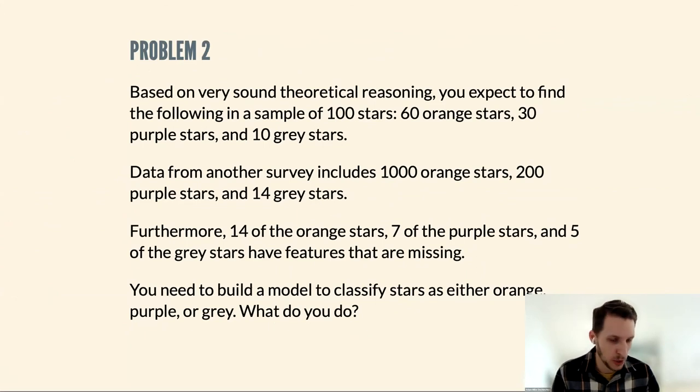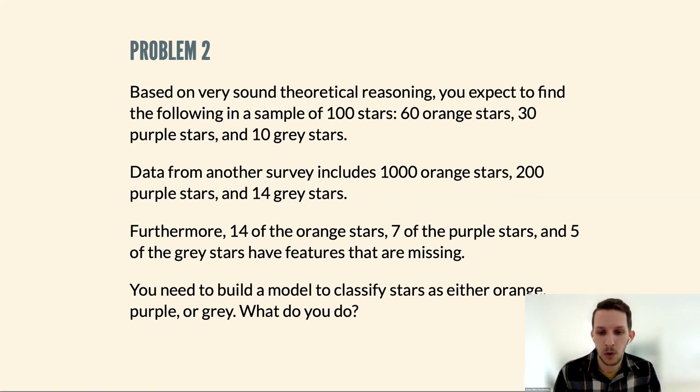All right, so this brings us to breakout problem number two, the end of the lecture today. Based on very sound theoretical reasoning, you expect to find the following in a sample of 100 stars: 60 orange stars, 30 purple stars, and 10 gray stars. There's data from some other survey. It includes 1,000 orange stars, 200 purple stars, and 14 gray stars. So these are measurements you actually have made.